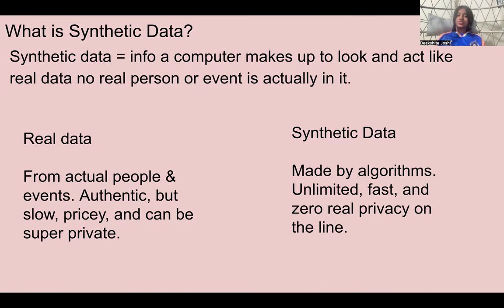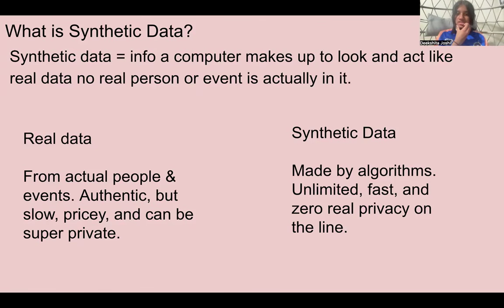Now compare it to real data. Real data comes from actual people, actual sensors, actual real world events. If someone fills out a survey, a camera records real traffic, a hospital logs a real patient's results, and it keeps going. But it's also really slow, expensive, and sometimes super private.